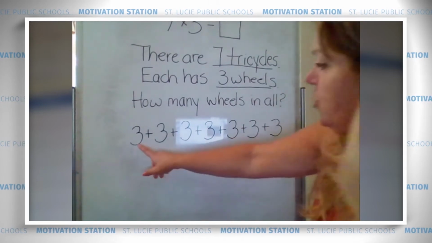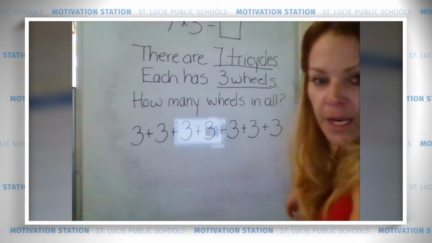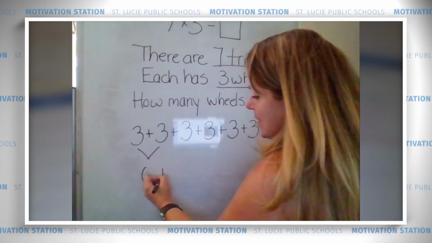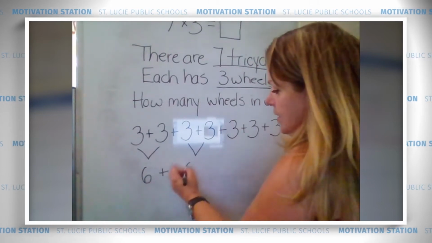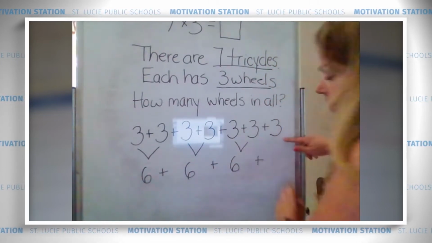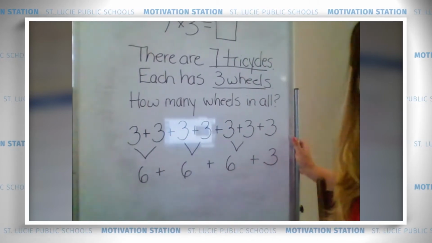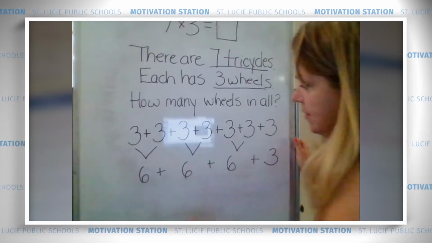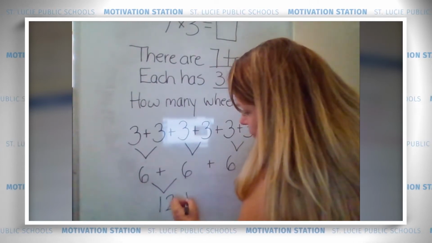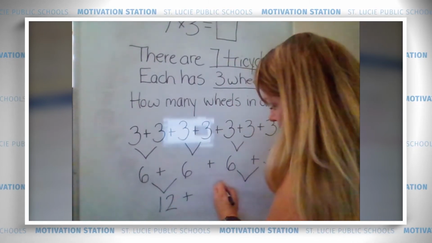Okay, and you just want to double check, make sure you have the right number of threes. I have 7 threes. All right, so now I can combine threes because we're pretty good with our doubles. 3 and 3 is 6. 3 plus 3 is 6. 3 plus 3 is 6. And then I've got this lone 3 at the end. Okay, now I can combine my 6's. 6 plus 6 is 12. And then 6 plus 3 is 9.